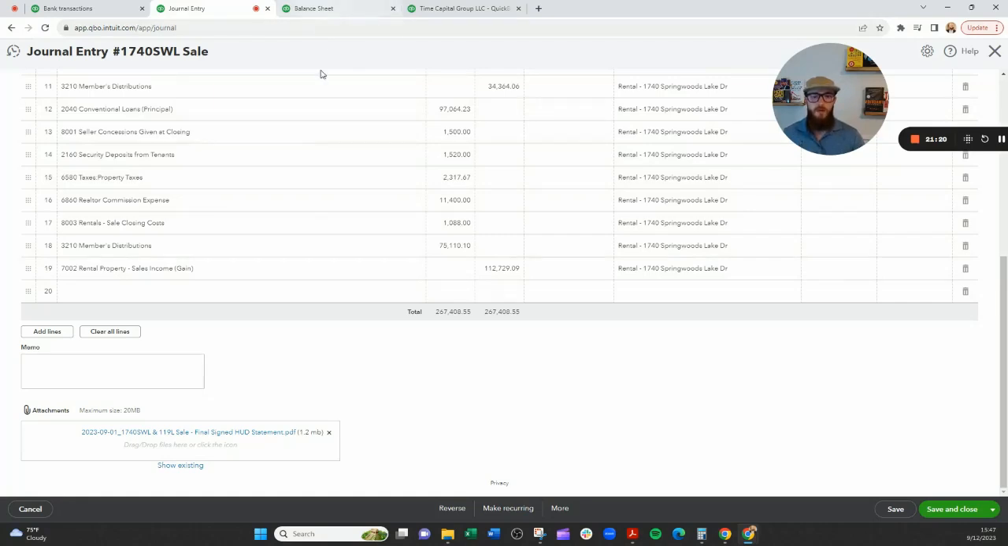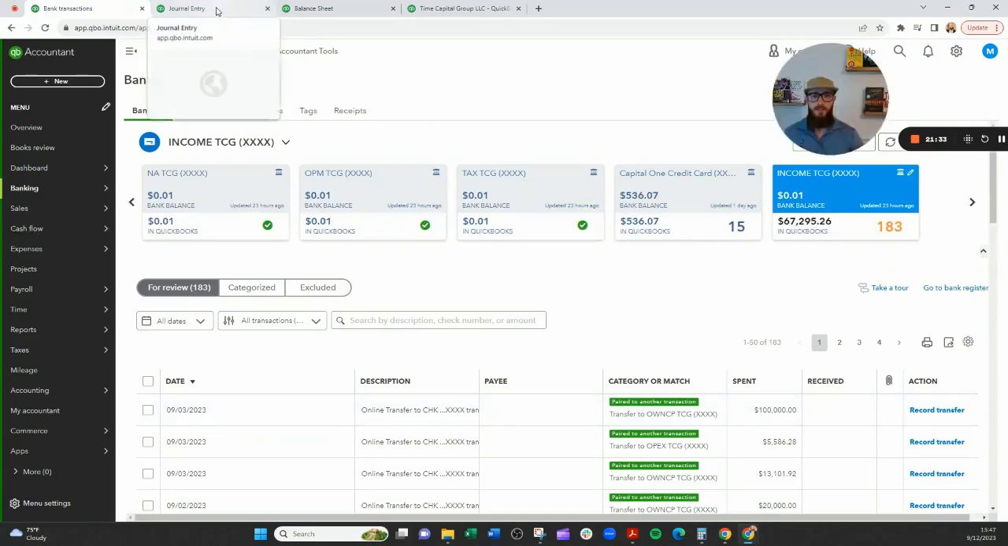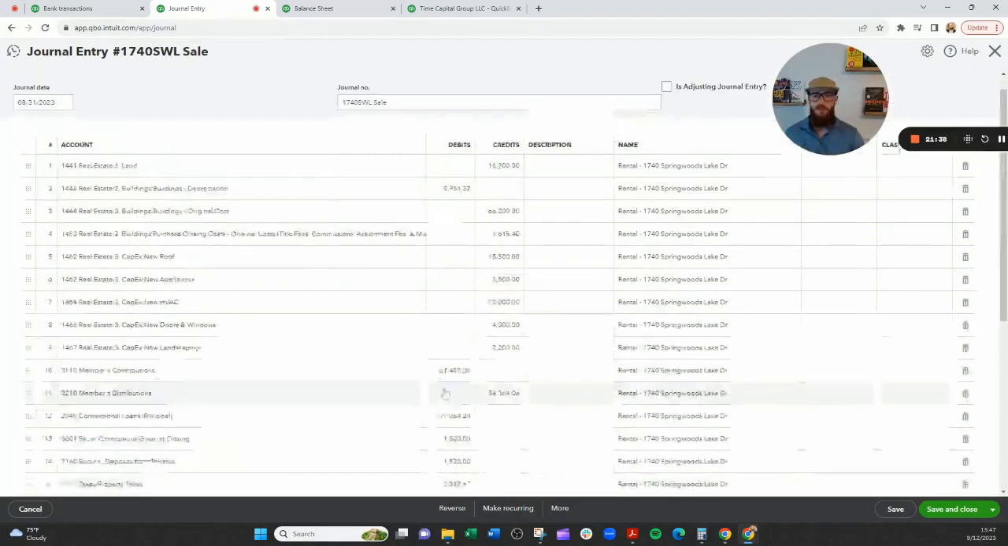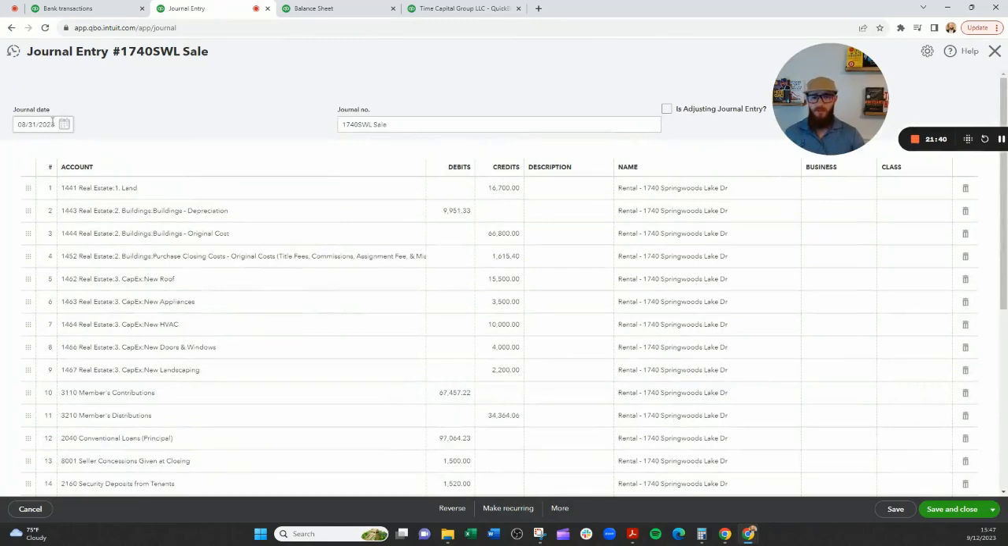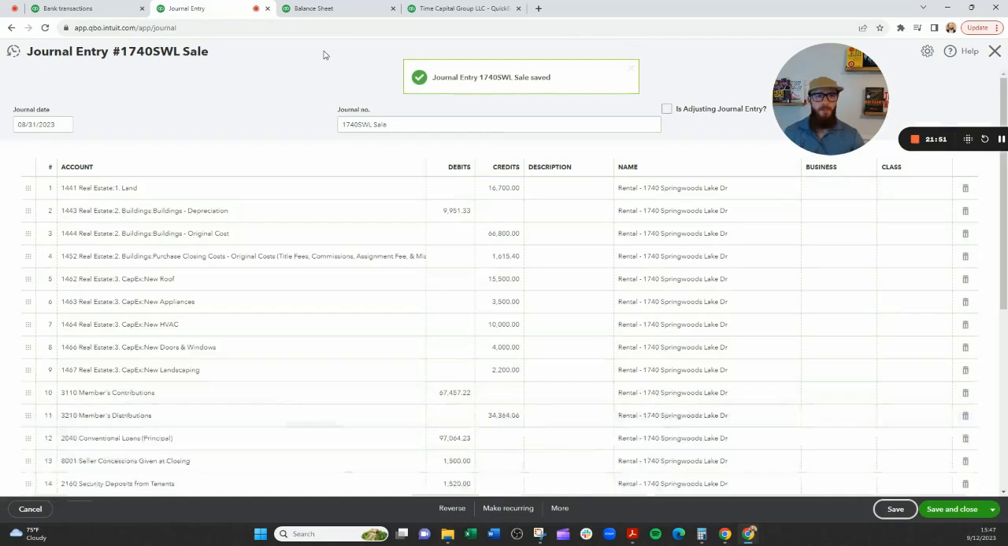Now, if the proceeds went to a bank account that's linked to QuickBooks, preferably a business bank account, then we would need to go back to the bank feed and match the bank feed transaction to this journal entry. And again, if it doesn't match, check your journal date, make sure everything lines up to the bank feed transaction. Check your number here, just check everything, and eventually you'll get it to match.